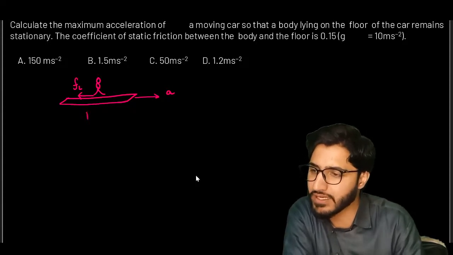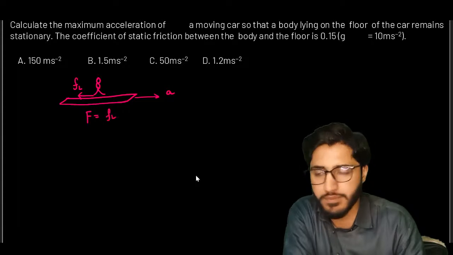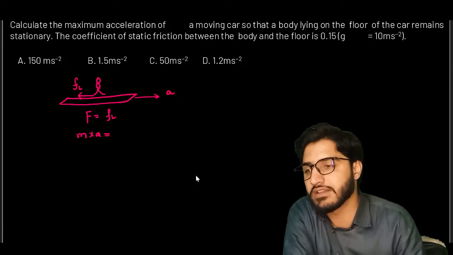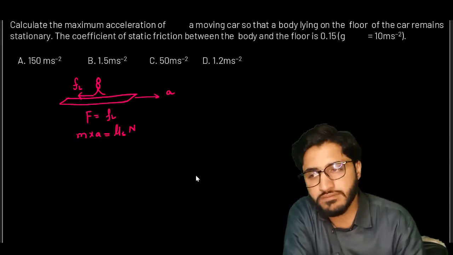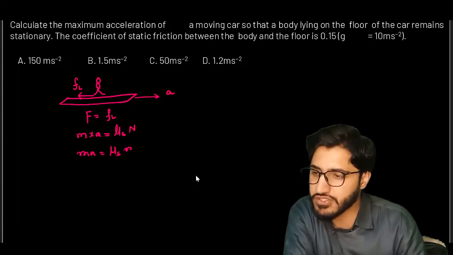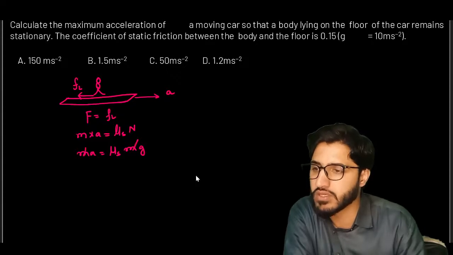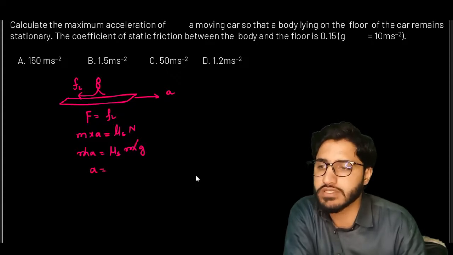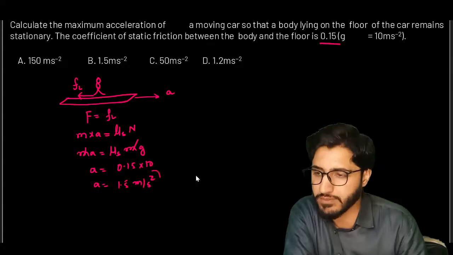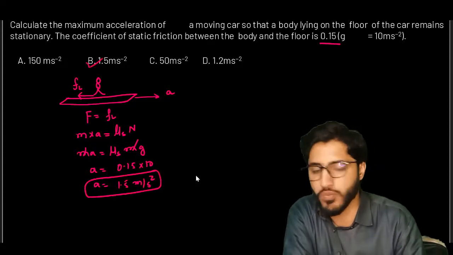So can I write my force should be equal to FL, limiting friction? Force equals mass into acceleration. And what is FL? It is mu s times N. So I can write ma equals mu s N. What is N? It is mg. Cancel out. So A came out to be mu s g. What is mu s? It is 0.15, multiplied by 10, so 1.5 meters per second squared. So here is my answer, option number B. Correct? Easy, right?